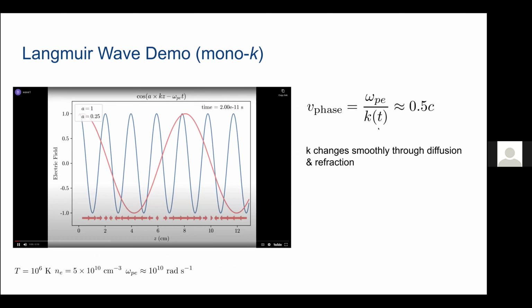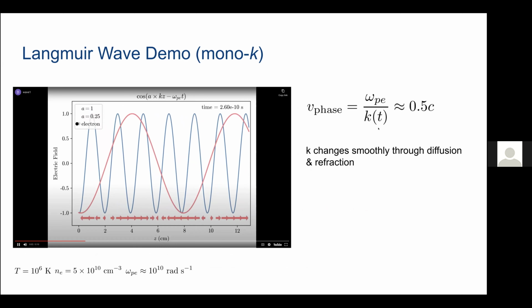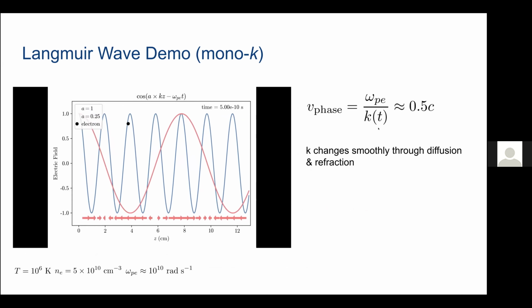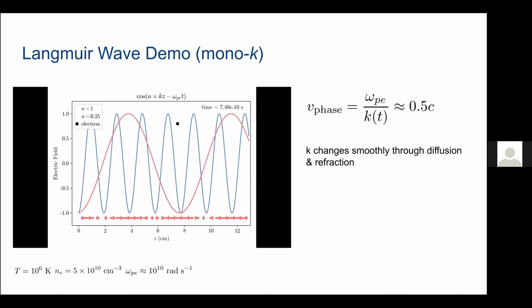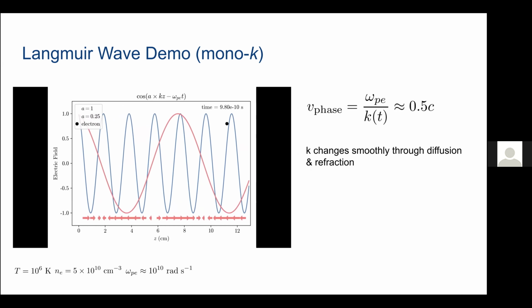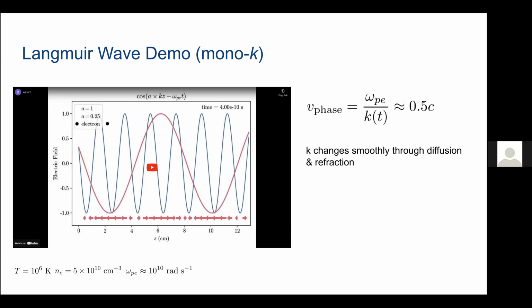So here's what happens when a Langmuir wave goes to higher phase velocity. I just made this to explain to myself what happens. So we have a low phase velocity, a high phase velocity, and here's an electron, a high energy electron, that now can be resonantly accelerated. Okay. So k changes smoothly through diffusion or refraction, but it can change semi-abruptly through this decay. And higher phase velocity means it can catch up with higher energy electrons and accelerate them further. What you have is a process called self-acceleration.